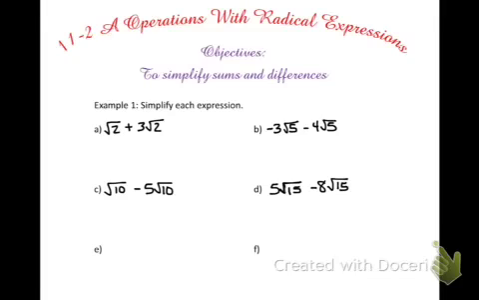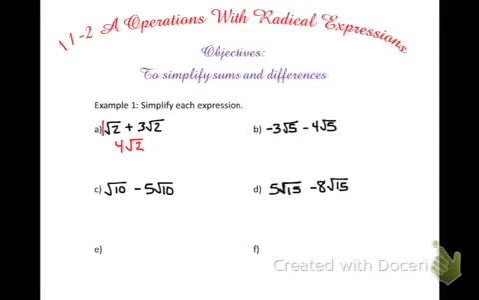So if I look at example A, the number in front of square root of 2 is a hidden 1. So I'm going to put a 1 there. And then I'm going to go 1 square root of 2 plus 3 square root of 2. That means you're going to add the 1 plus the 3, which would be what? 4. And then you leave it square root of 2.